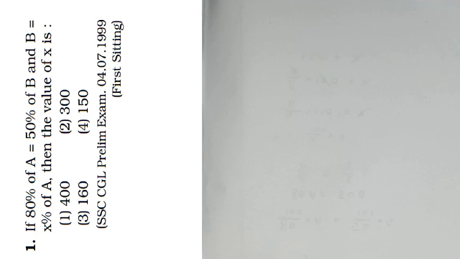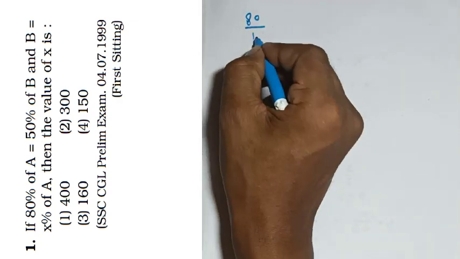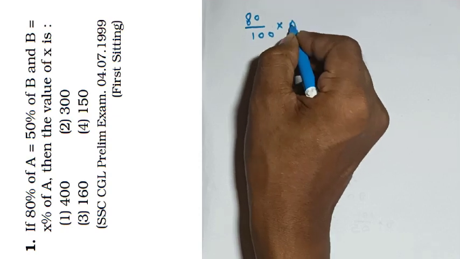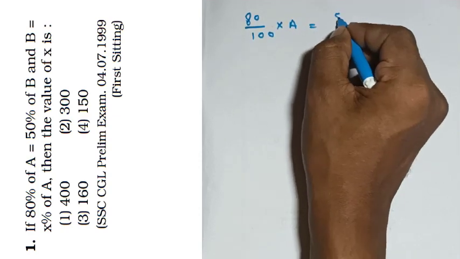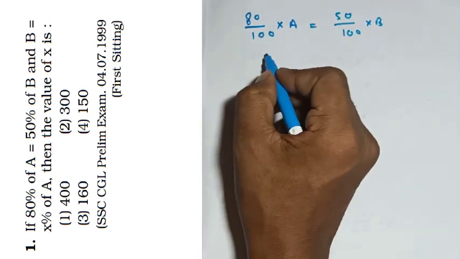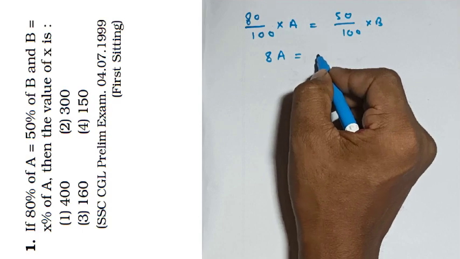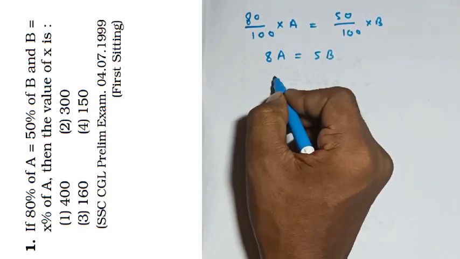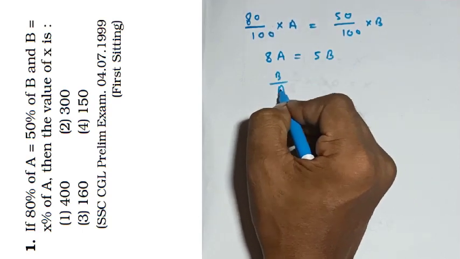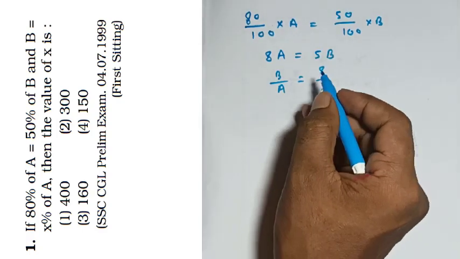So at first we write here 80% of A, that means 80 by 100 into A. This is equal to 50% of B, that means 50 by 100 into B, and here we find the value of B by A. 8 into A is equal to 5 into B. So we write here B by A, we get the value 8 by 5.